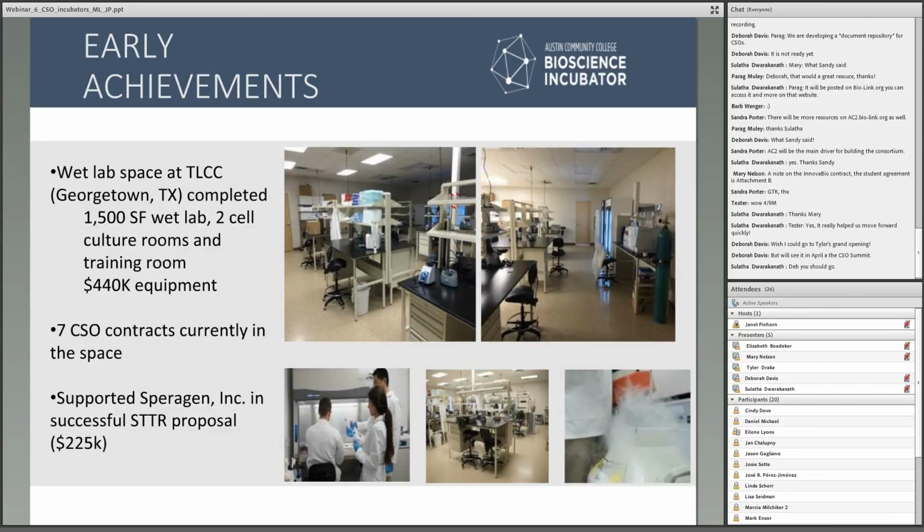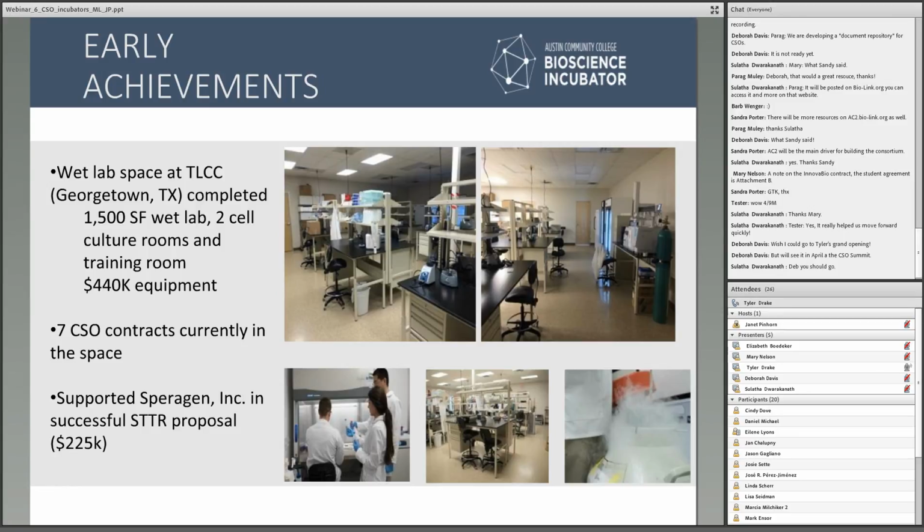Some early achievements. I spoke about the Texas Life Science Center in a previous slide, and our partnership allowed us to use a little bit of lab space in their facility while we were finishing out the Highland Mall, to test some of these ideas and really figure out how ACC could work with companies. There are some photos of that space up there. It's about 1,500 square feet of wet lab space.